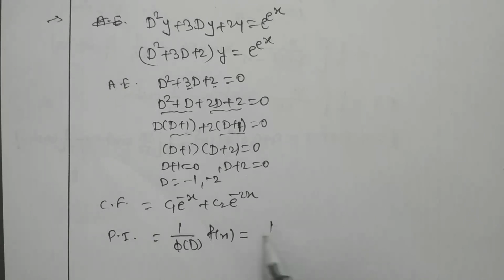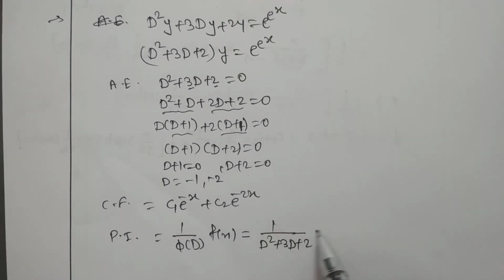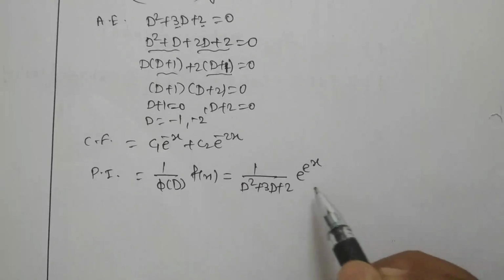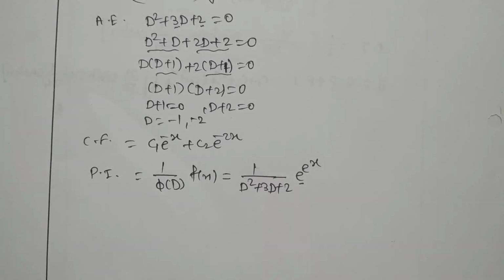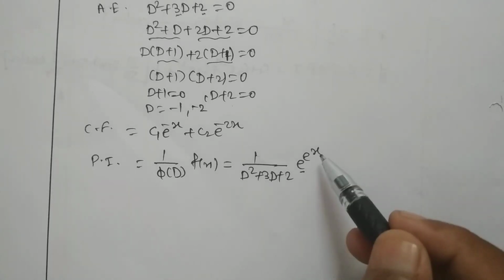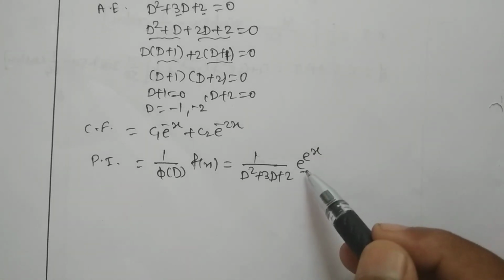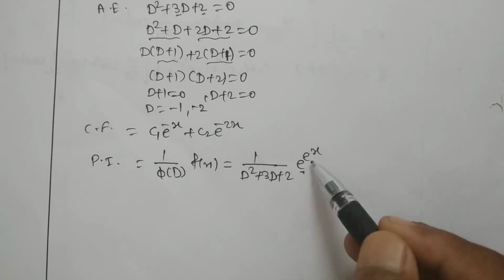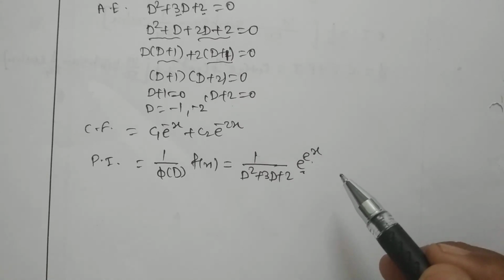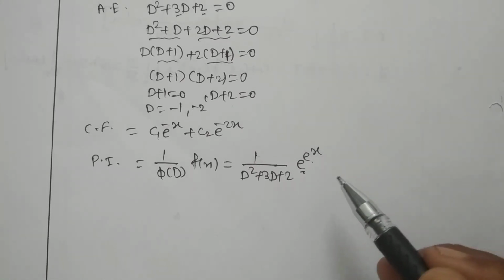Value of phi of D is 1 upon D square plus 3D plus 2 into the value of f of x, which is e raised to x. Now if you look at the term f of x, it is e raised to x, and we can't use the shortcut method to solve this, because in the shortcut method there is no formula to apply for e raised to x.